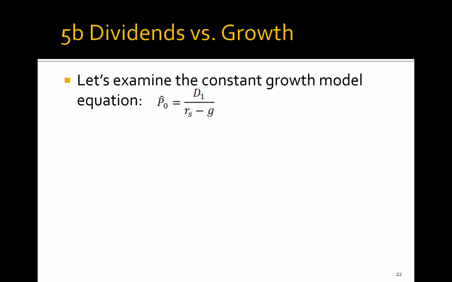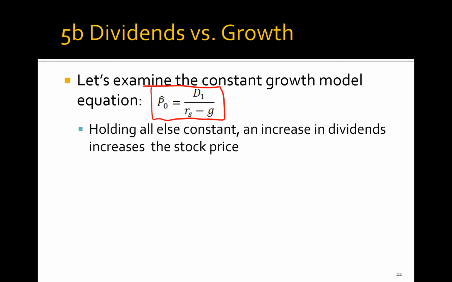In our constant growth model, we have this general equation here. If we hold all else constant in the equation and increase the dividend D1 in the numerator, the left-hand side P0 would be higher. So essentially, an increase in dividend increases the stock price.